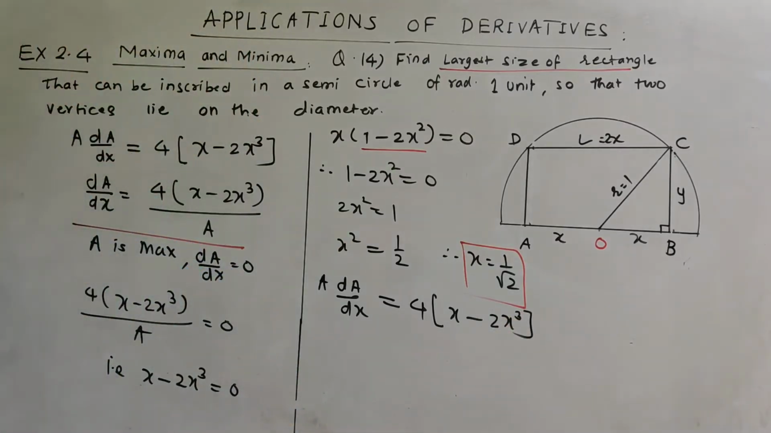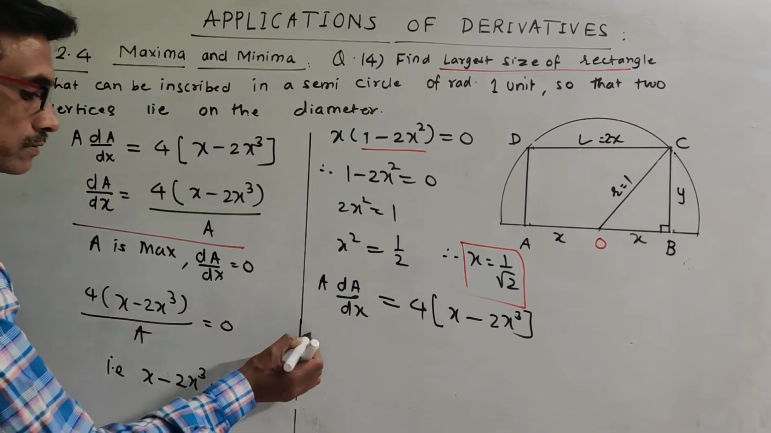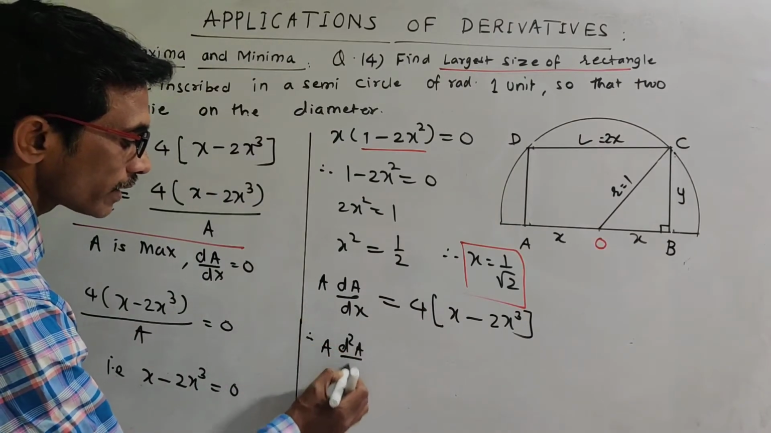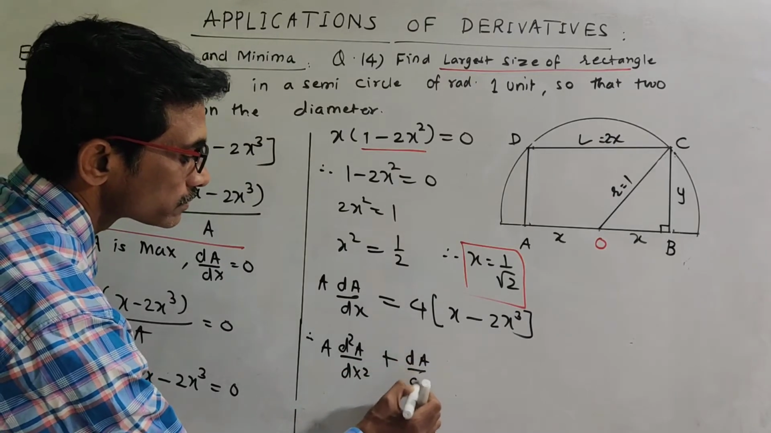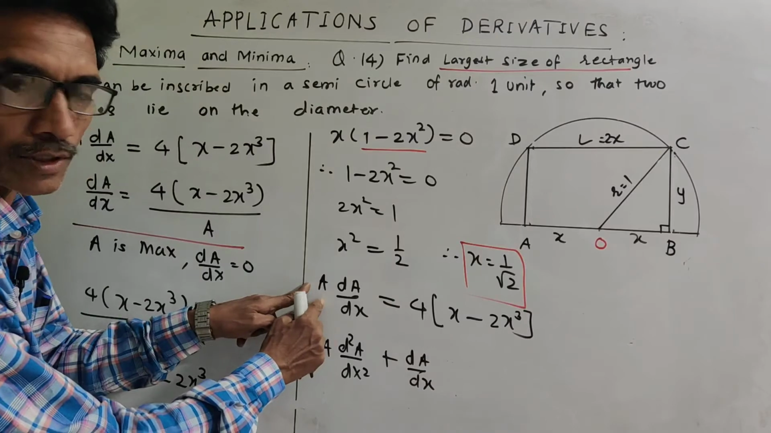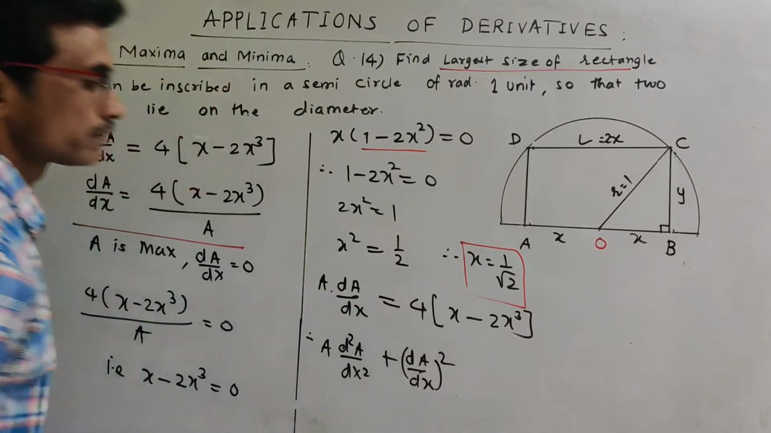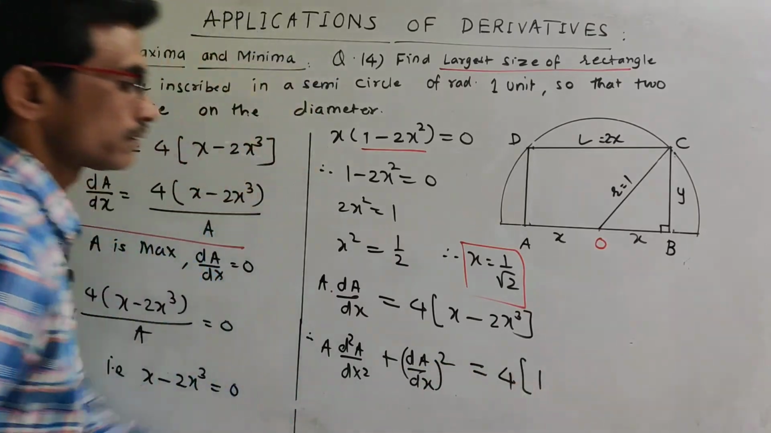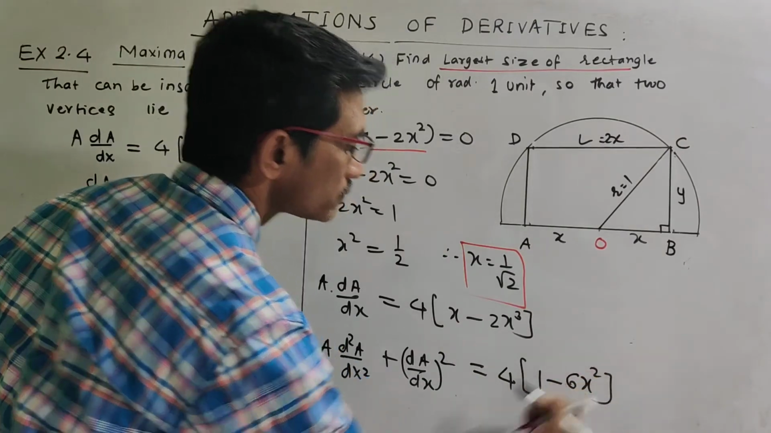We find the second order derivative. Therefore, differentiating it with respect to x: the derivative of this is d square A by dx square plus (dA by dx) whole square, and again the product rule we use here. So it is 4 minus 6x square.